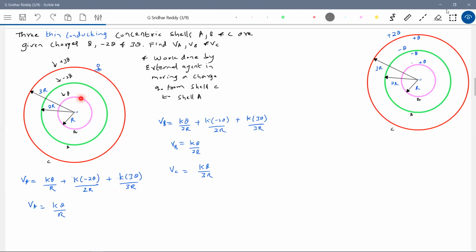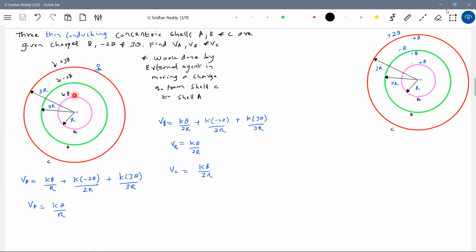Then only shell B is present. Then shall we write 3R minus 2R? No. If you stand here, where will this whole charge appear? So why are you writing 3R? Again, similar to standing here, you are outside shell A. Then for you, what will happen? If you draw a Gaussian surface, this whole charge will appear at the center, similar to a point charge. It should be 3R only.